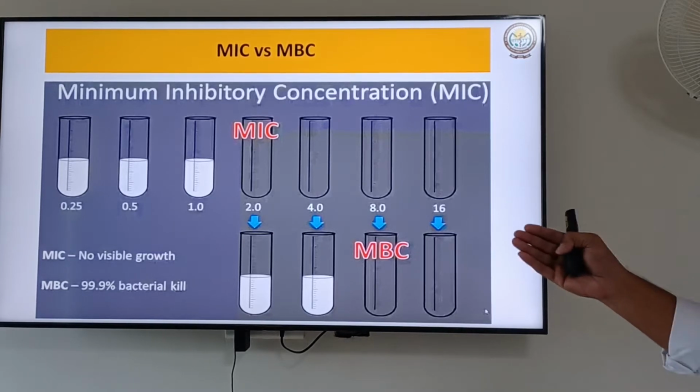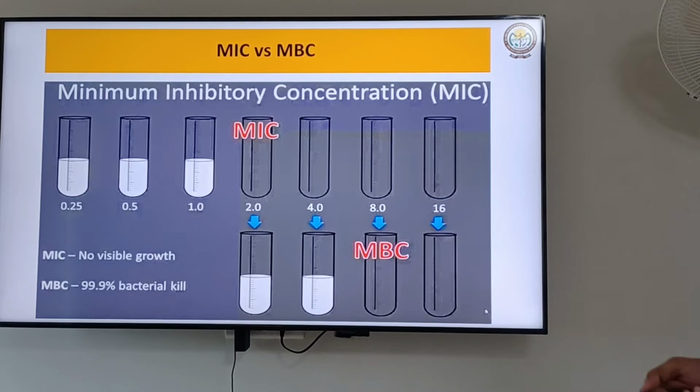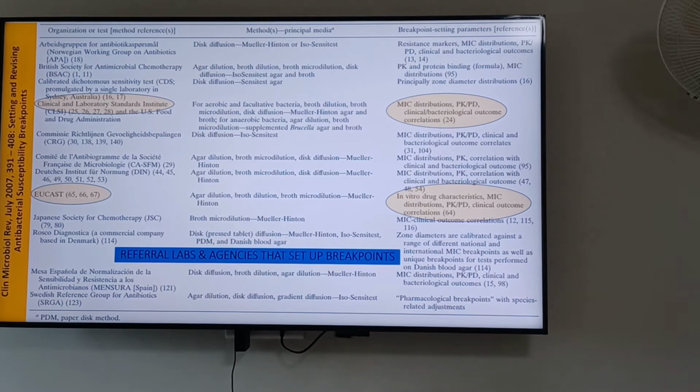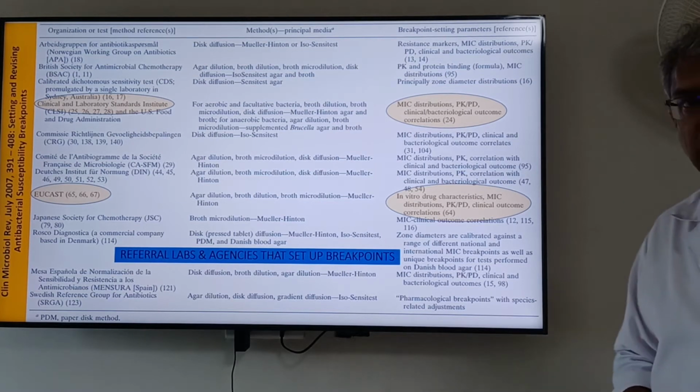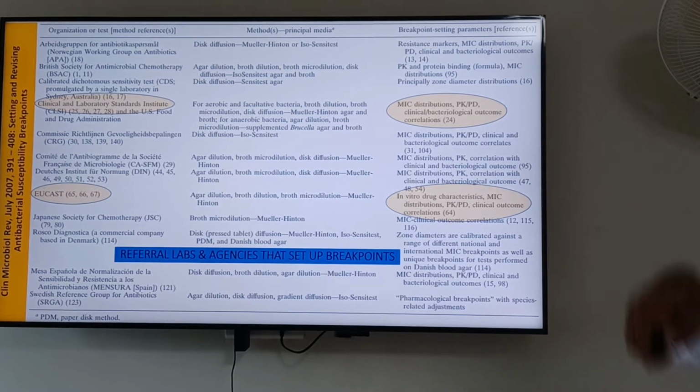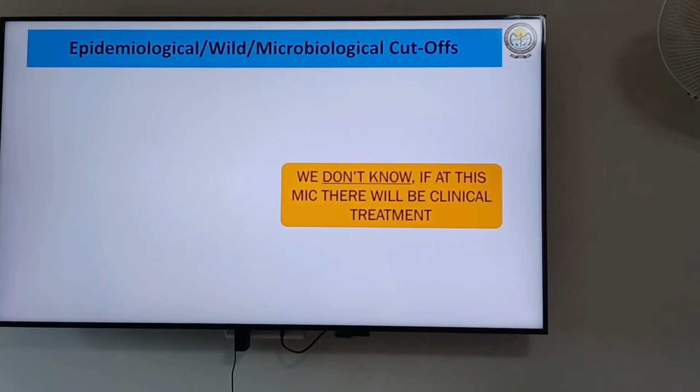If the MBC and MIC difference is slightly low, then it is usually considered to be a cidal antibiotic. But then that's again a very relative definition, because that keeps on changing depending on the in vivo conditions. As we know, the reference labs, CLSI and EUCAST, are the two main bodies developing the breakpoints, and there are reasons why we need to stock our pan-susceptible isolates, because they are the ones used to develop the epidemiological cutoffs.